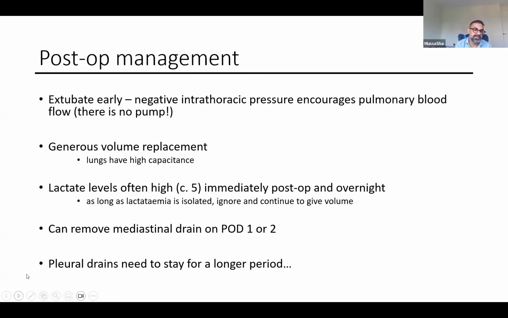So please don't think when you're looking after these patients that you can take the drains out on the first post-op day because there isn't much blood coming out of them. You'll end up in trouble and you're going to end up having to put drains in for pleural effusions.